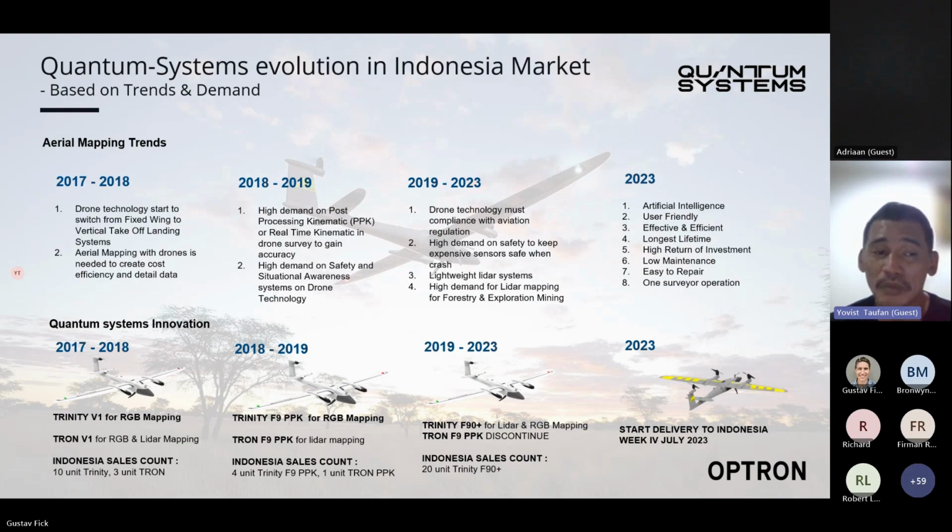an automated air mobility, artificial intelligence, more technology, user-friendly technology, effective and efficient, high return on investment, low maintenance, easy to repair without sending them back to the factory or buyers, high capacity on onboard computer and futuristic features. That's what we face now. And Trinity F90+ is already at maximum capacity. And of course, we need a bigger capacity onboard computer in our Trinity.